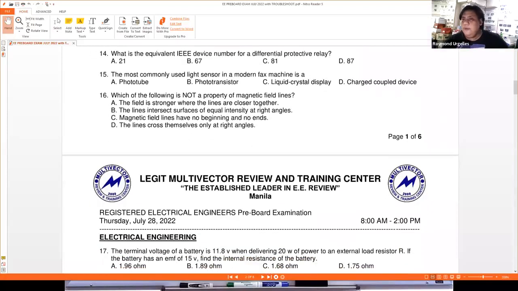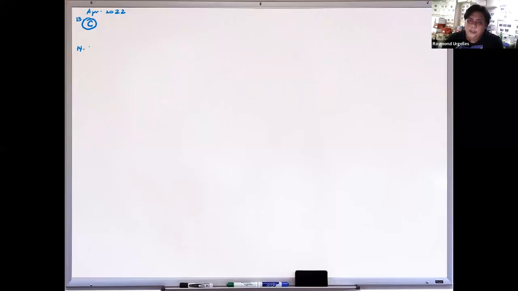Number 14. What is the equivalent IEEE device number for a differential protective relay? Again, sa handouts natin ng electrical equipment, kung binasa nyo yun, nandun yung mga device numbers, IEEE device numbers, for common devices. Kaya basahin nyo yan, yung mga device function numbers. So yung differential protective relay, that's 87. So that's letter D.